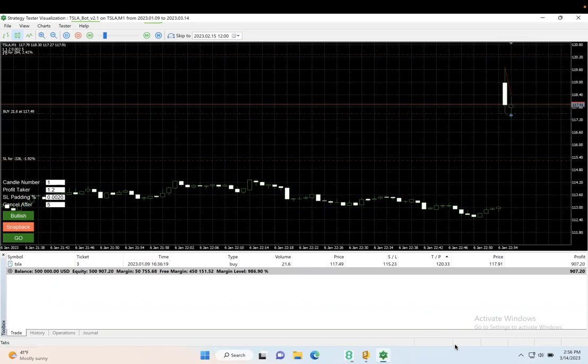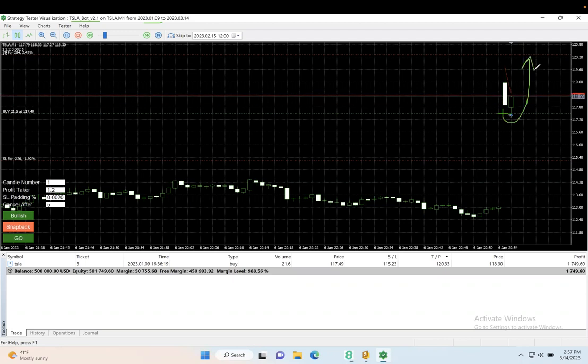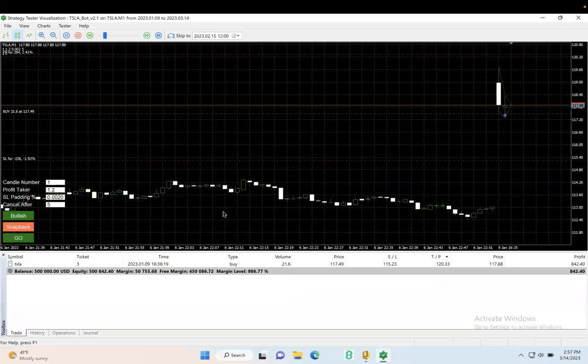If you aren't familiar with the snapback, basically we're buying the break below and waiting for a reversal to go higher. And that's kind of what started happening here. You guys can keep an eye on the P&L as it is playing out. And again, this is January 9th.